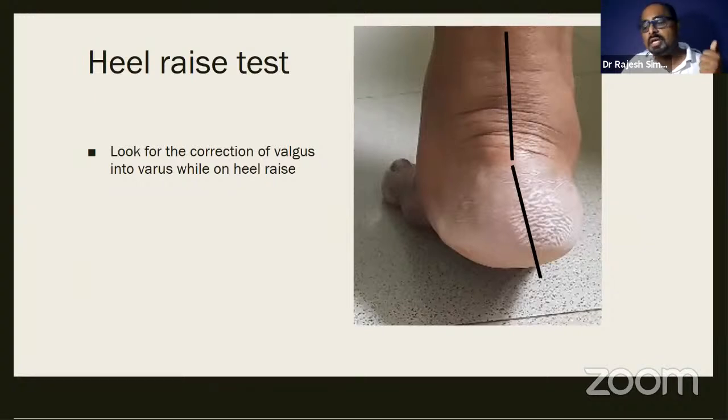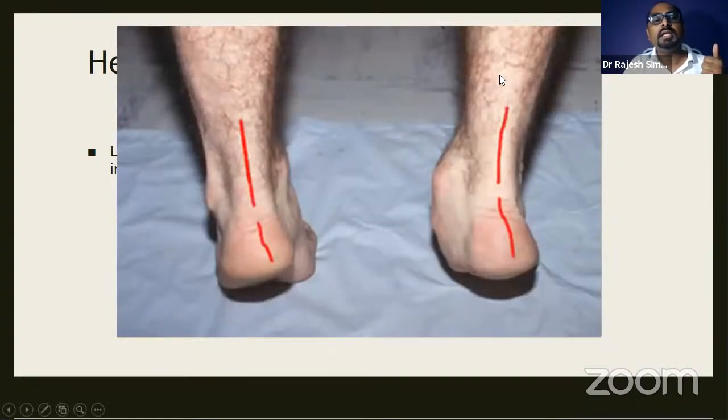As I said initially, the posterior tibial tendon is the muscle which starts the heel raise. So you've got to look for the heel raise. If you have a normal, functioning posterior tibial tendon, then you can see the heel will go into varus. And that is how the normal one would be. But when it is not functioning, the heel will not go into varus. It remains in valgus.